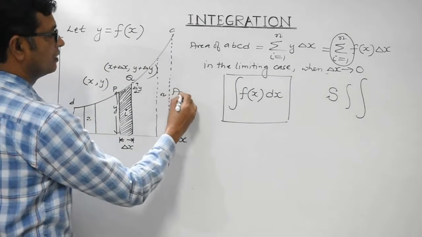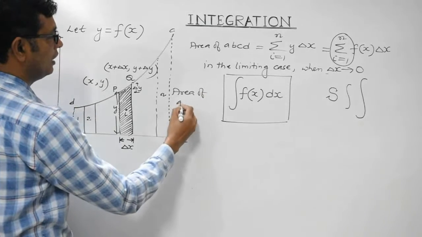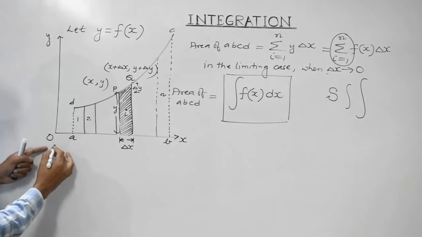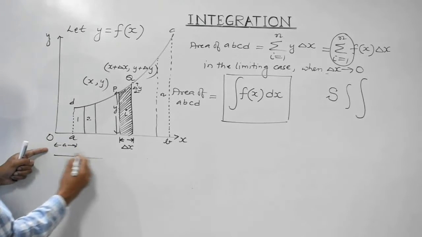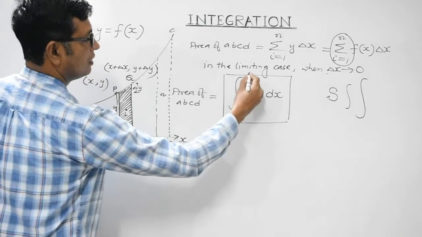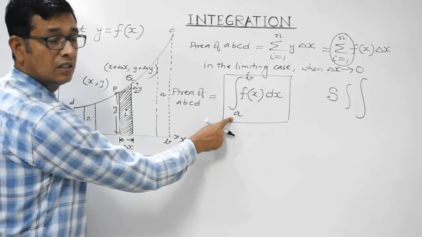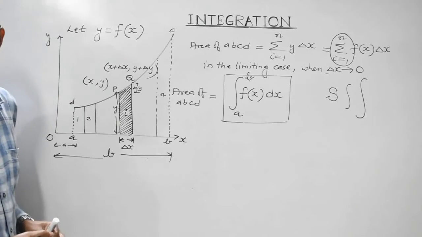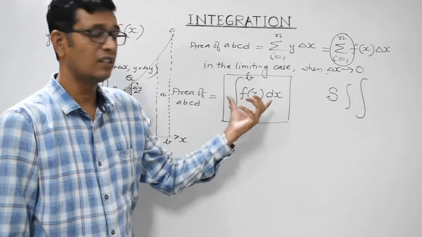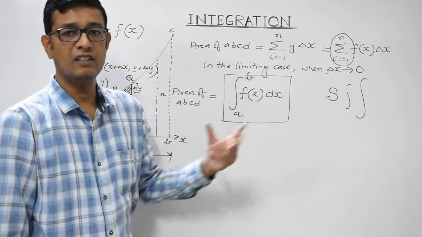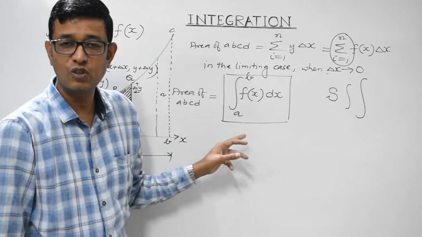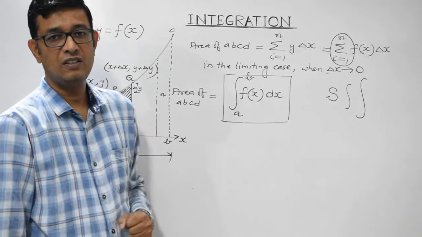And what about area then? Area of ABCD will be given by integration of f(x) dx, and what are the limits? It is from a to b. These are known as the limits. This is known as the lower limit and this one is known as the upper limit. In case the limits are absent, then that integral is known as the indefinite integral, while if the limits are included, just like in this case, then it is known as a definite integral.